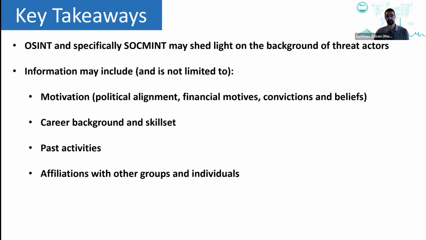The information that you can collect may include, but is not limited to, the overall motivation. Are they, generally speaking, angry about some other government or company and might attack that government or company because they are angry? Or are they doing this because it has been tasked to them by their own government? There could be financial motives involved.